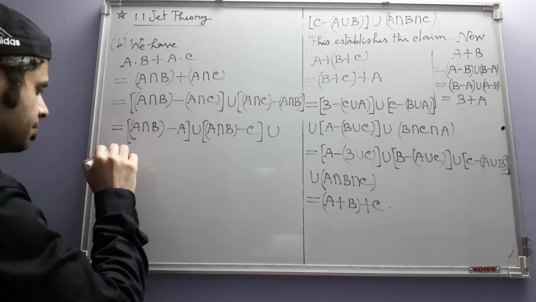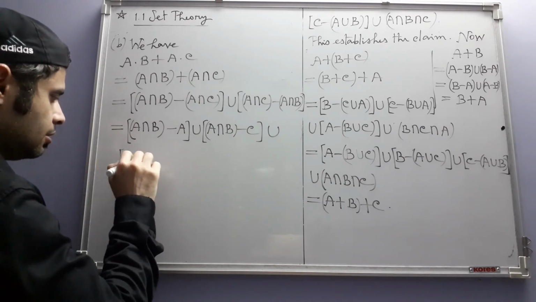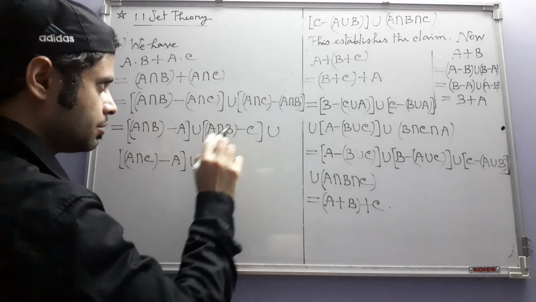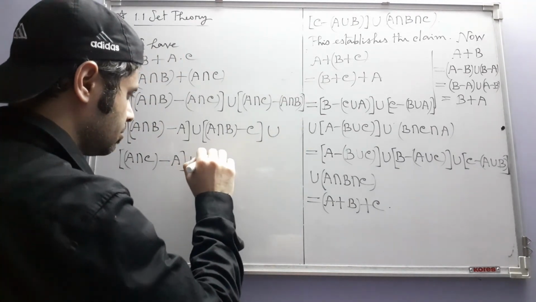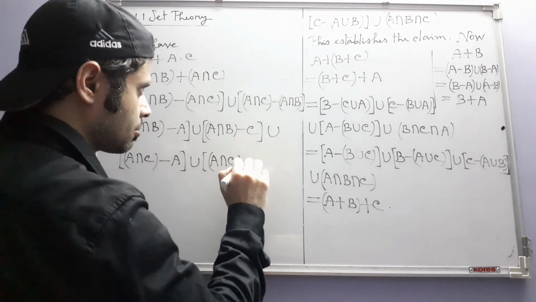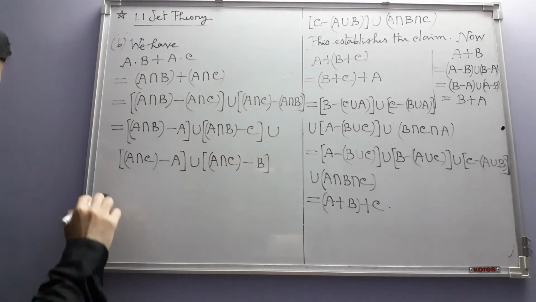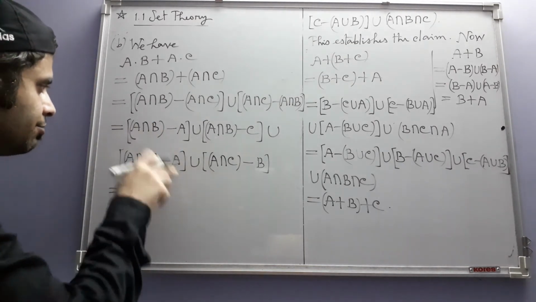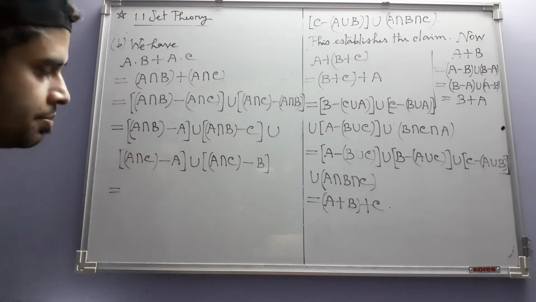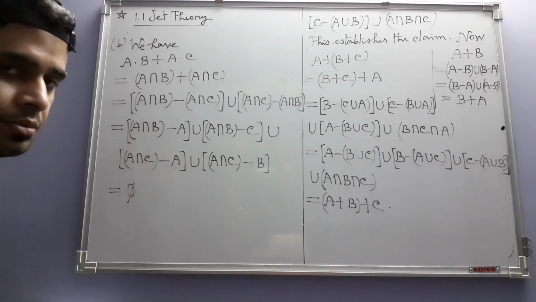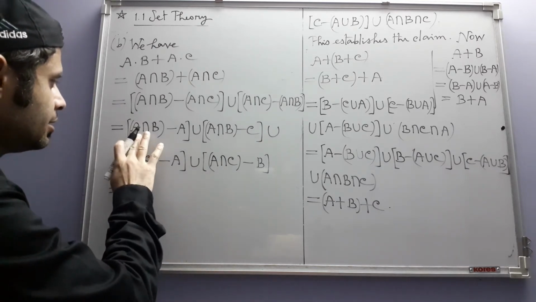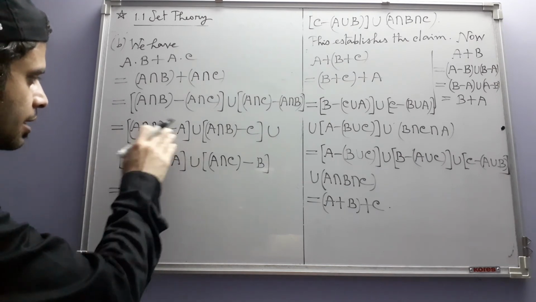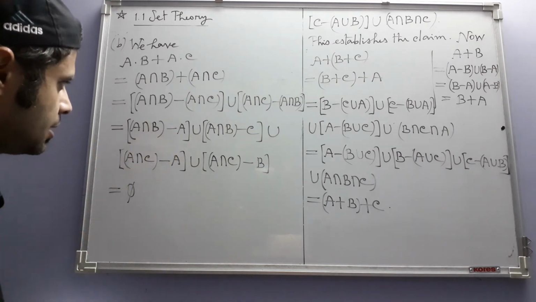Like that, here A intersection C minus A union. Here also this intersection will become union, A intersection C minus B. Okay. Now A intersection B is a subset of A. So that means if we remove A from this, nothing is left. So that's why this is the empty set, because there cannot be an element in A intersection B that is not in A. Every element in A intersection B must be in A, because that's why it's a subset of A. So there is nothing in this difference, so it's empty.